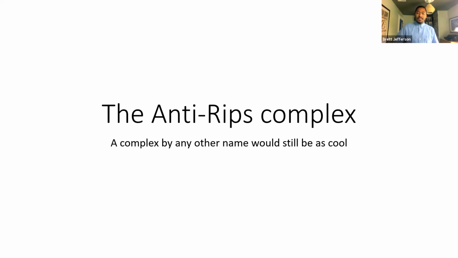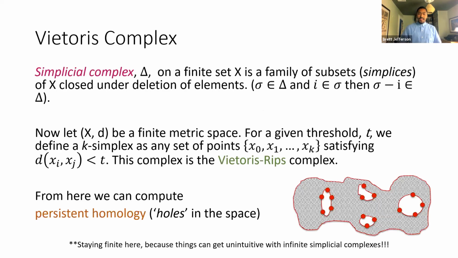Today we're going to talk about the anti-Rips complex. If you're not familiar, we as mathematicians and topologists like to build these spaces called simplicial complexes. These are thought of as subsets of a larger space such that they're closed under the deletion of elements. What that means is that if I've got a subset that's in my simplicial complex, then every subset of that subset is also in the simplicial complex. So it's just kind of like a completeness idea.